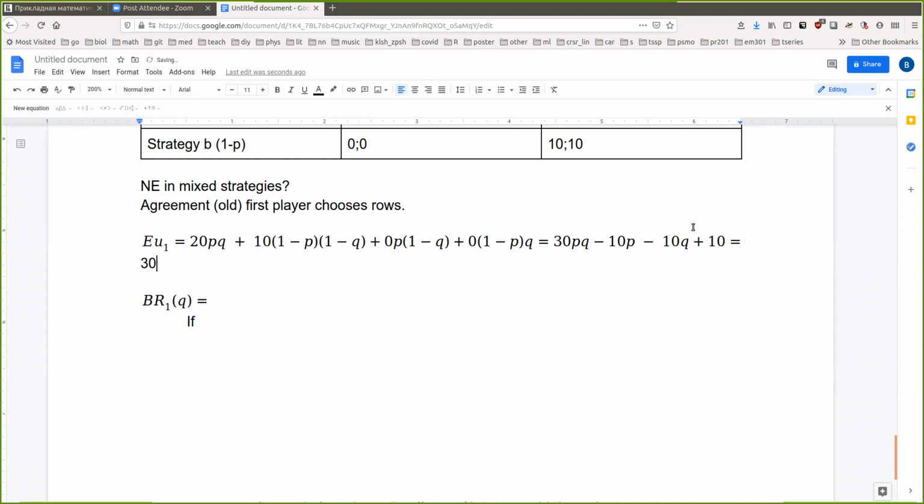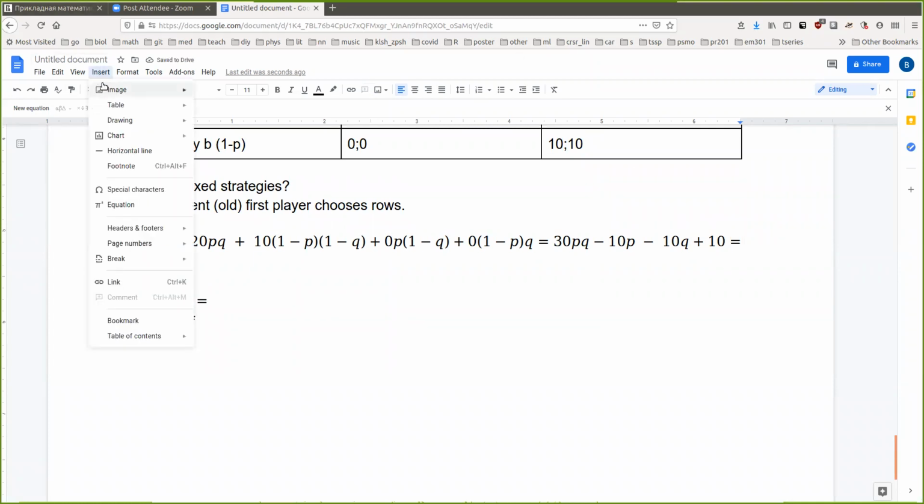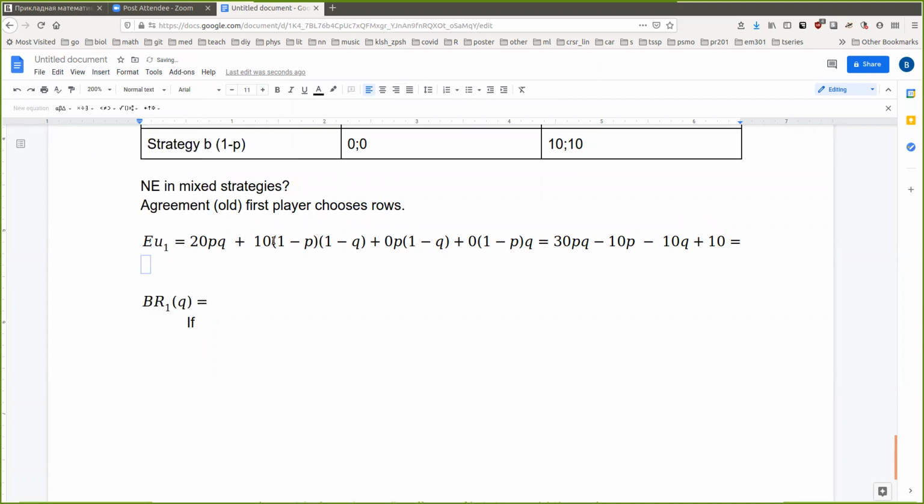I will take P out of my formula. So it will be P times (30Q minus 10) plus 10 minus 10Q. This part of the formula, 10 minus 10Q, I cannot influence. I'm choosing P, so I cannot influence this term. It is like a constant for me, and I can influence only what depends on P.